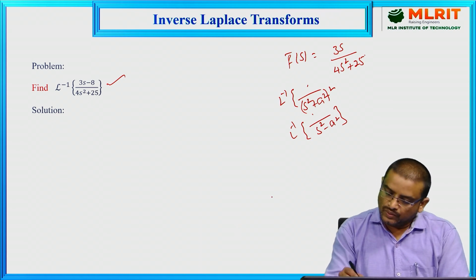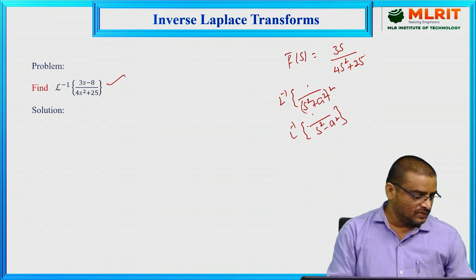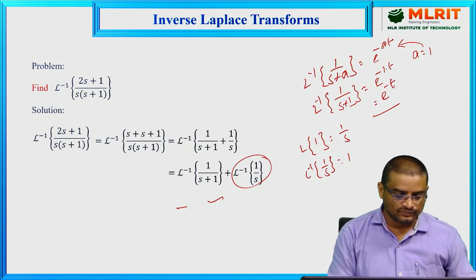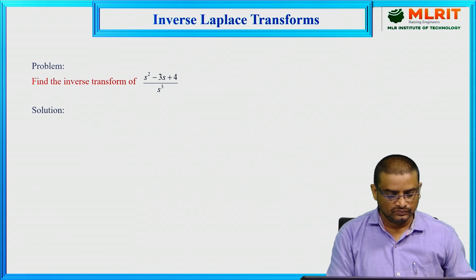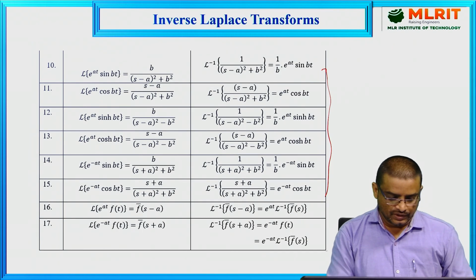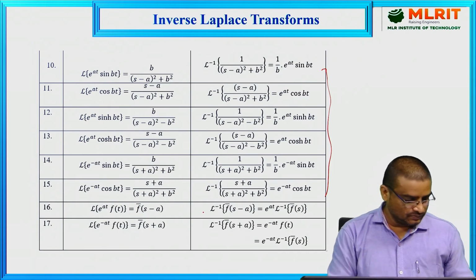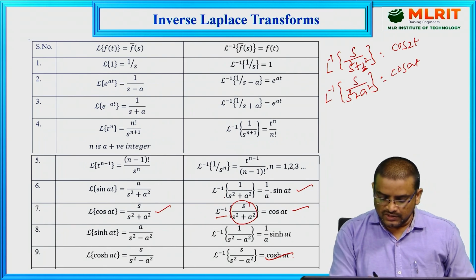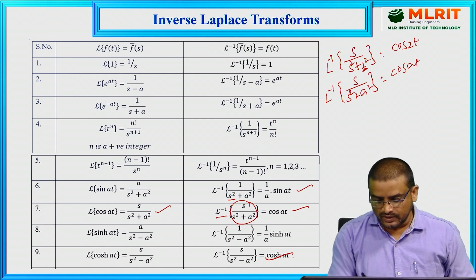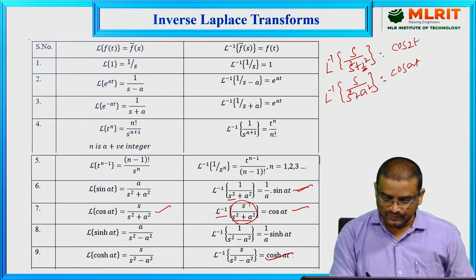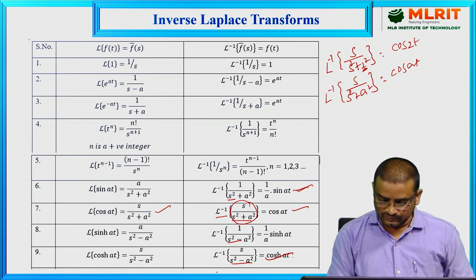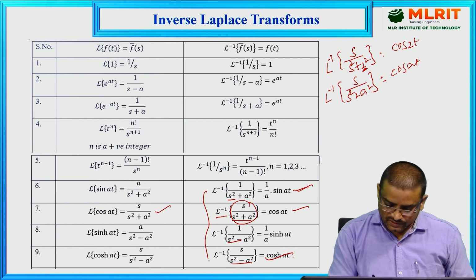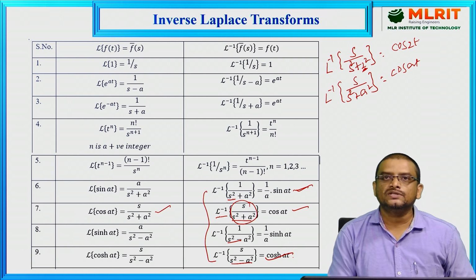So once you observe our standard formulas here, once you go to the first slide, so here we have the formulas. See, inverse Laplace transform L inverse of 1 by s square plus a square is equal to this, L inverse of s by s square plus a square, s square minus a square, s square minus a square. So in all these four formulas, the coefficient of s square is equal to 1.